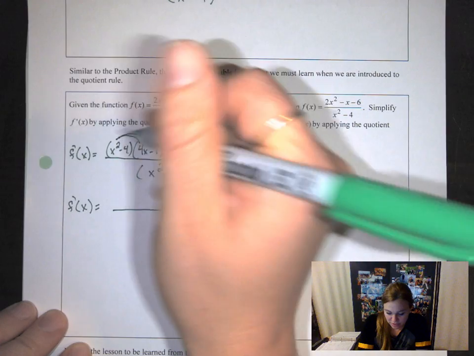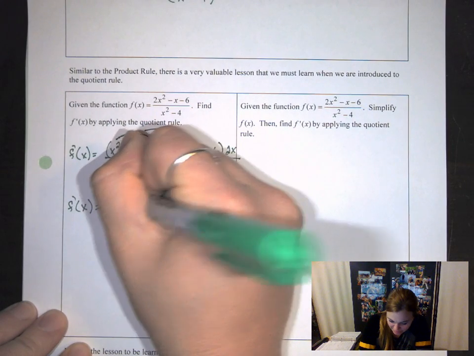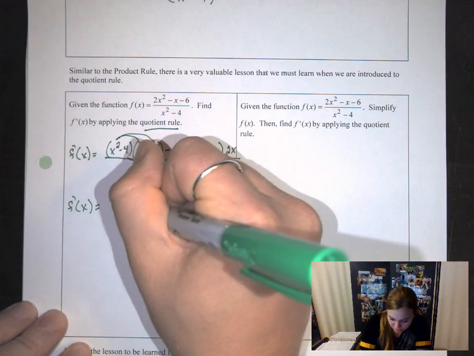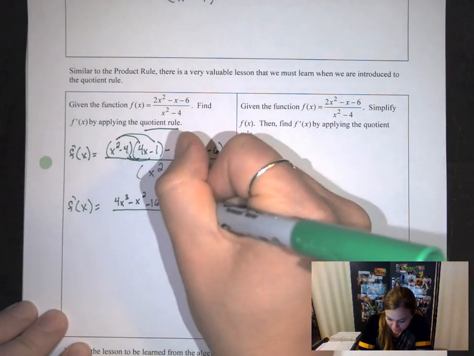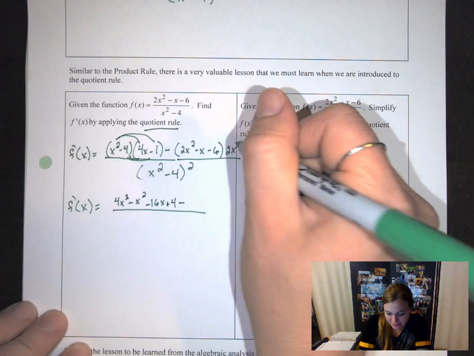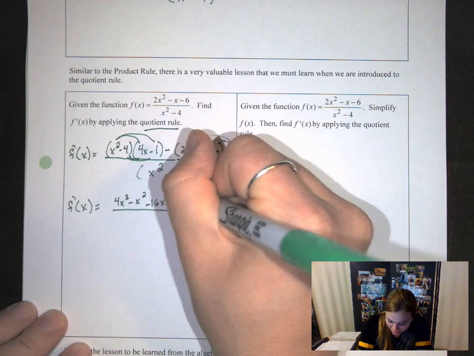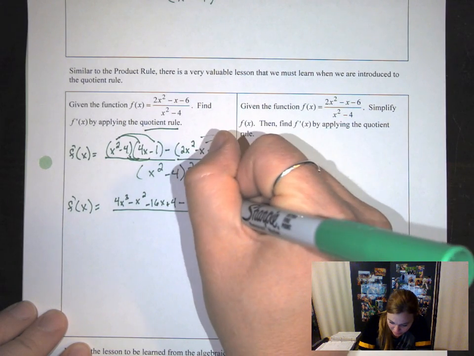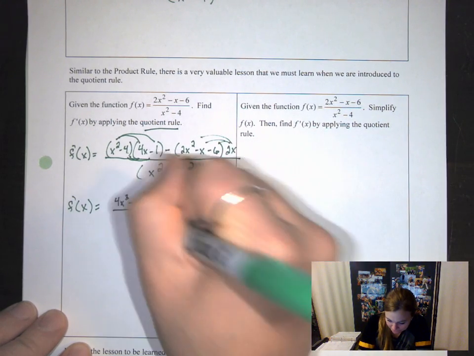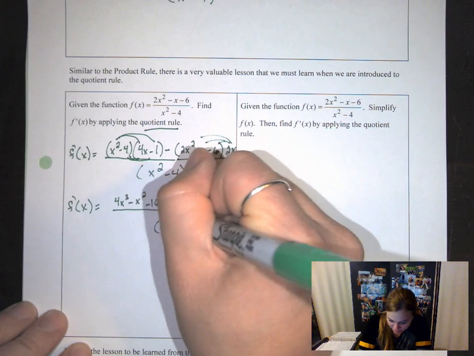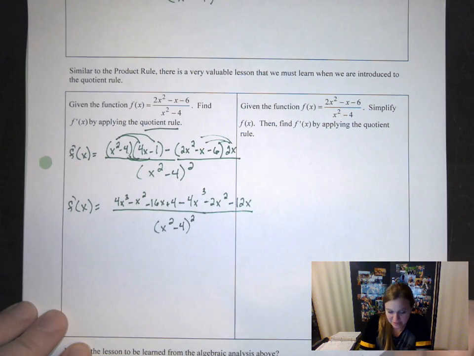I would have to distribute and try not to mess up. 4x cubed minus x squared, you can try this too, minus 16x plus 4. And then I'm going to distribute this negative and a 2x through each term. But there's also a negative. So this would become negative 4x to the third minus 2x squared minus 12x. Then I'm going to keep this x squared minus 4 squared. Yeah, I'm just going to keep it like that for right now.